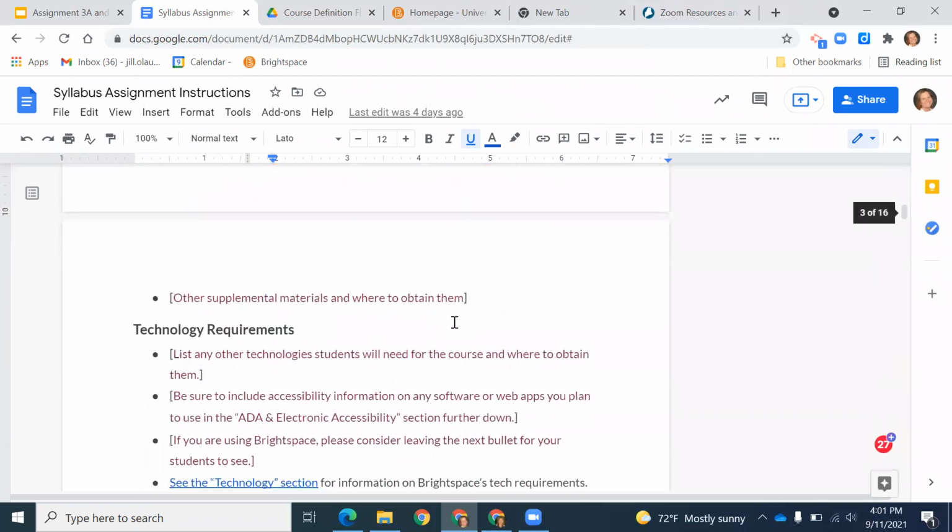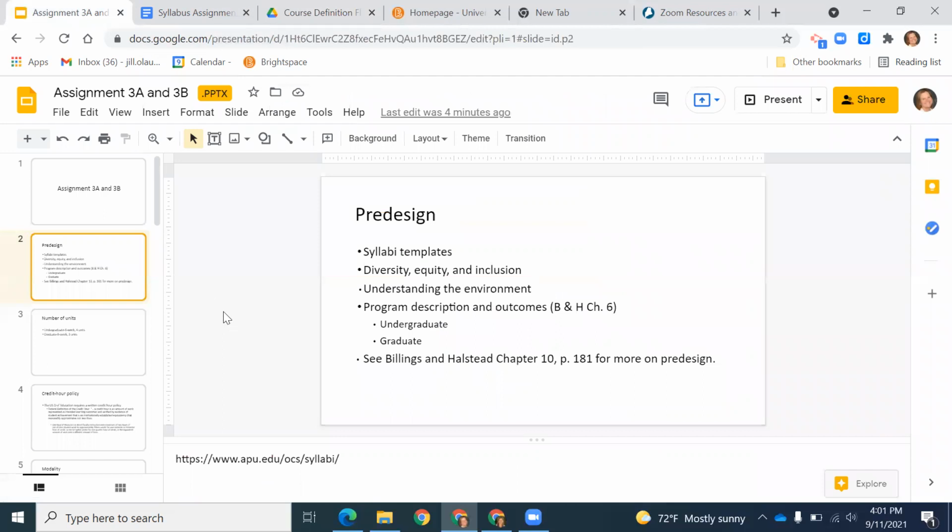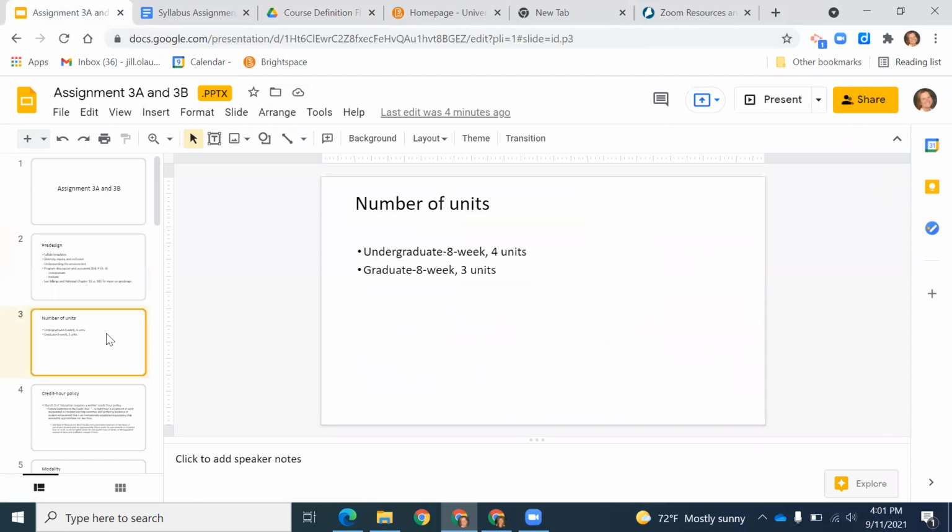And let's see, what else? For assignment 3, we're going to have you do the number of units. So that's a given. I told you your first course was going to be undergraduate 8-week 4 unit, and your graduate course was going to be 8-week 3 unit.